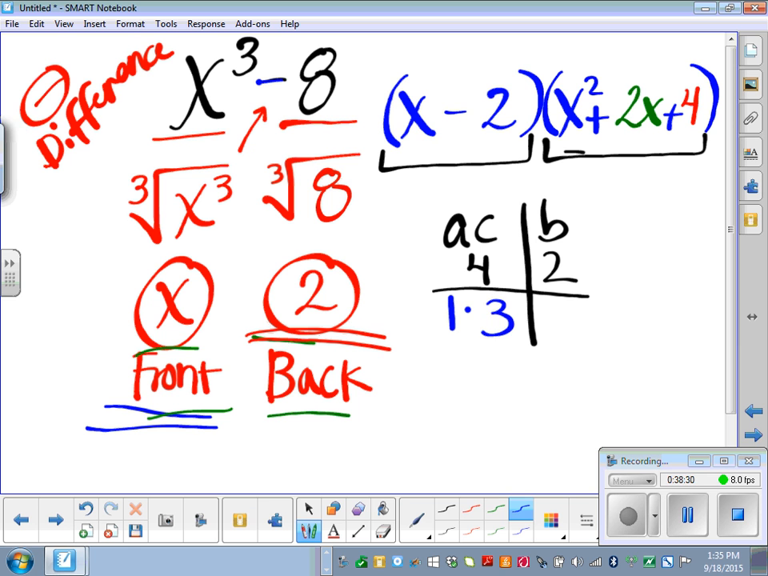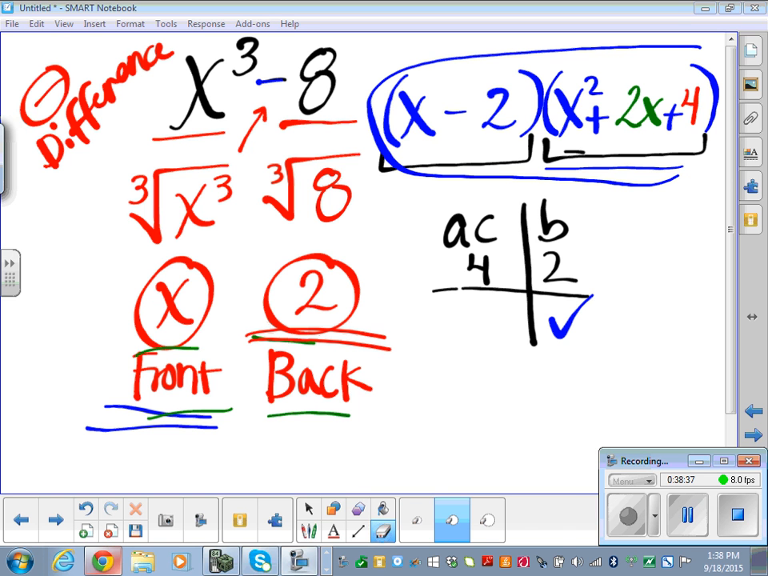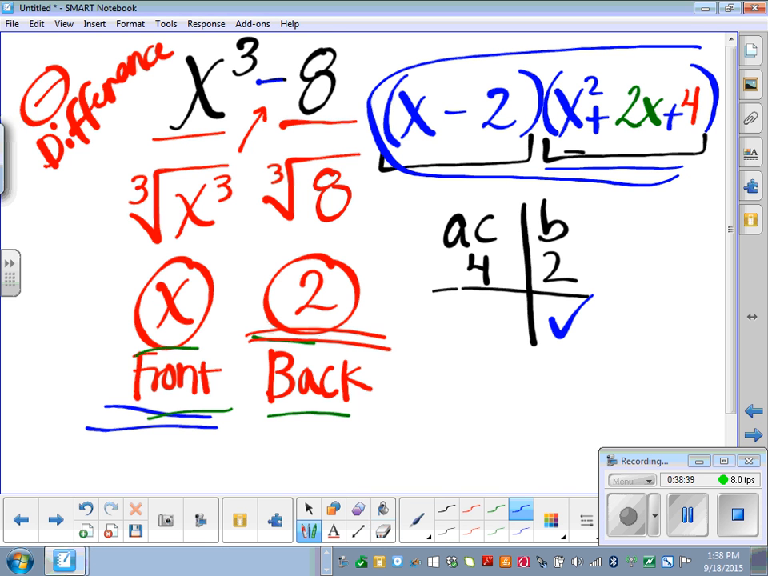So 1 times 3 does not equal 4. Okay, let's see here. 1 times 4 is 4, and 2 times 2 is 4. Now, neither of those can add up to be 2, so we are actually done here. This doesn't factor any further, so this is our final answer.